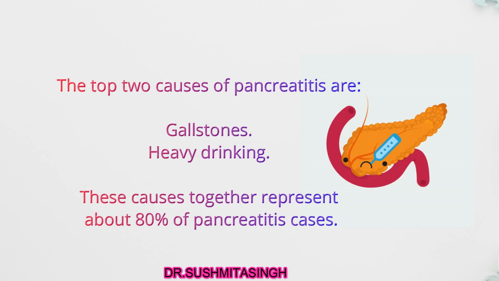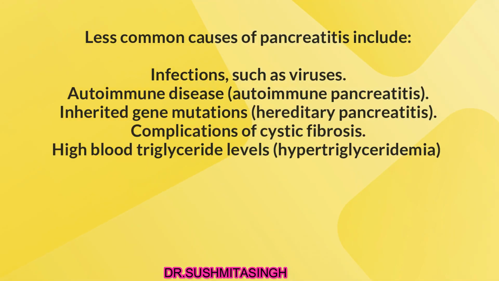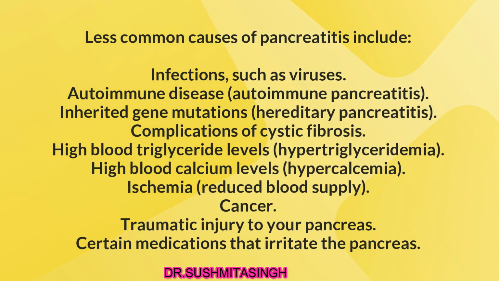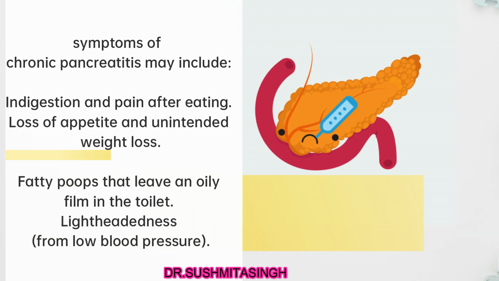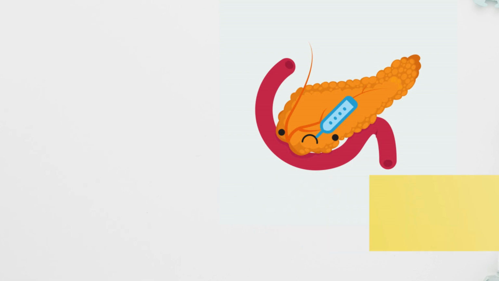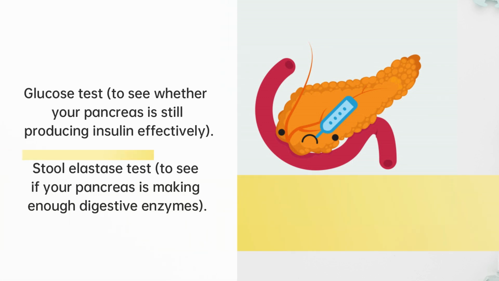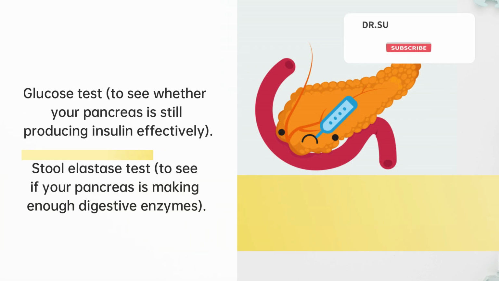Let's have a look at the major causes. The first one is gallstones, and the second is heavy drinking. Apart from that, certain infections and autoimmune diseases may also cause pancreatitis. The majority of symptoms are nausea and vomiting. Other than that, indigestion is one of the major symptoms, causing painful spasms after eating something.